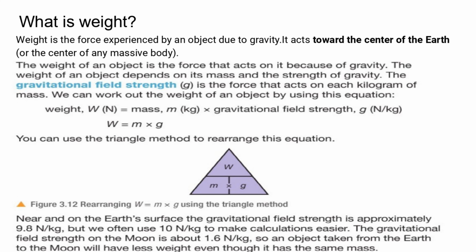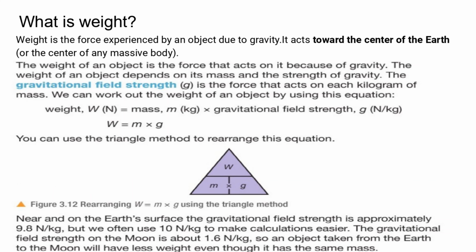There is a formula of weight as there is for force. The two are very similar, so let's look at this very carefully. We can work out the weight of any object by using this equation. Weight is equal to mass times gravitational field strength. In short, W is equal to m times g. Here we can again use the triangle method to work out any of the three.